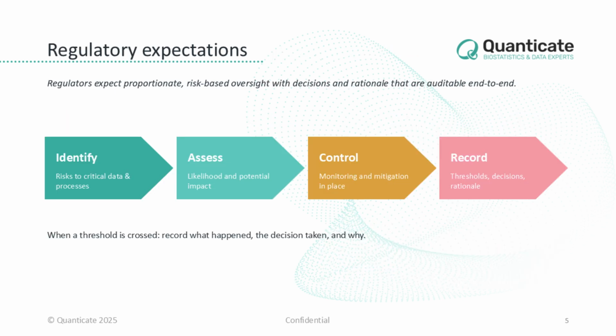Now, this approach also reflects wider regulatory expectations around proportionate risk-based oversight. For data management teams, that means documenting how risks were identified and assessed, what controls were put in place, and how signals were reviewed during the trial. It also means being able to show what happened when a threshold was crossed, what decision was taken, and why. That record supports traceability and demonstrates that oversight has been applied with a clear rationale.